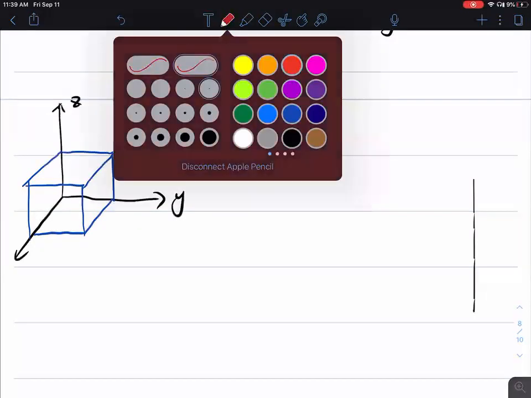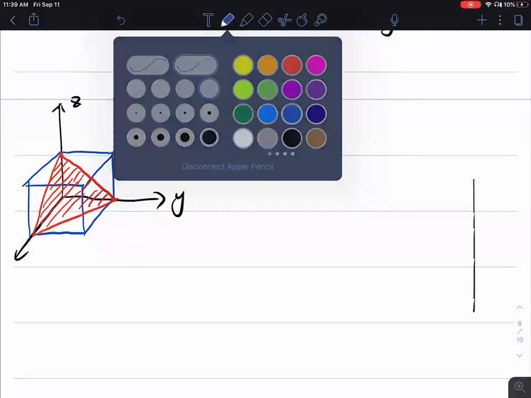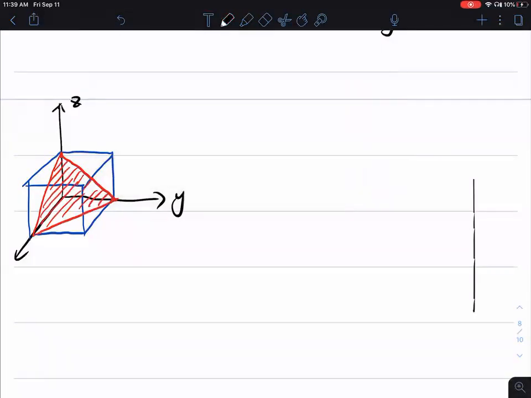Okay, let me use a red color. So this plane is cut through, starting from one corner of that cube all the way to the bottom face diagonal. So that's the plane you are looking at. Okay, your job is to follow the steps to find out what the plane indices are for this plane.